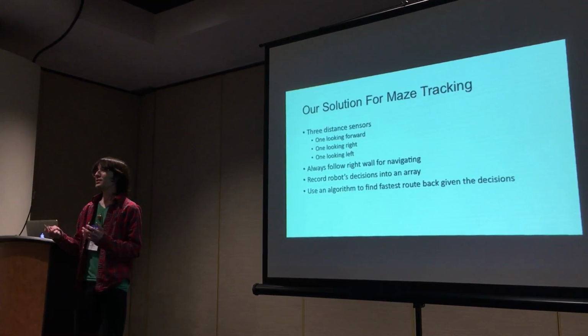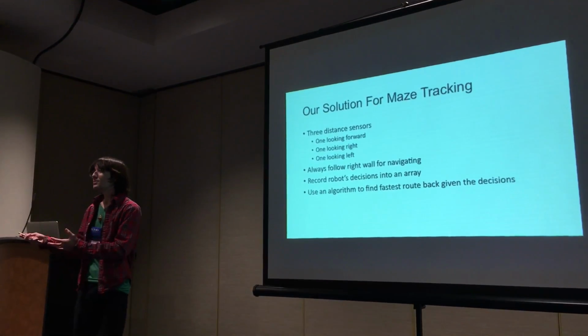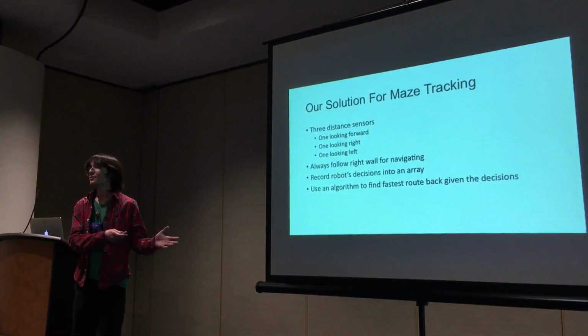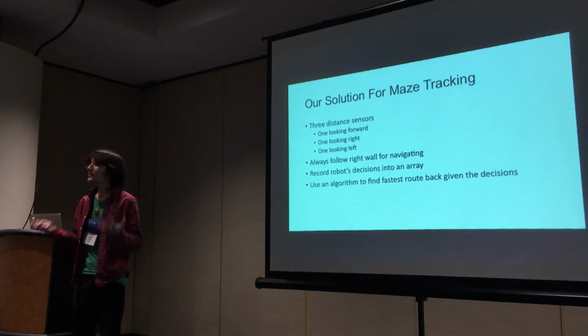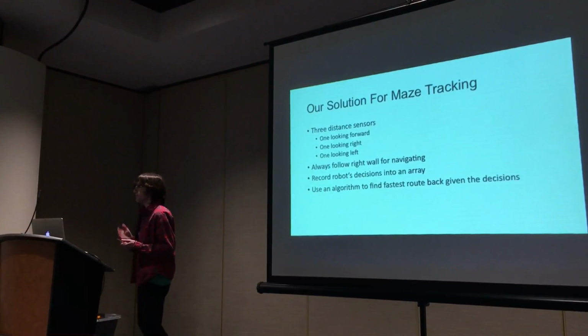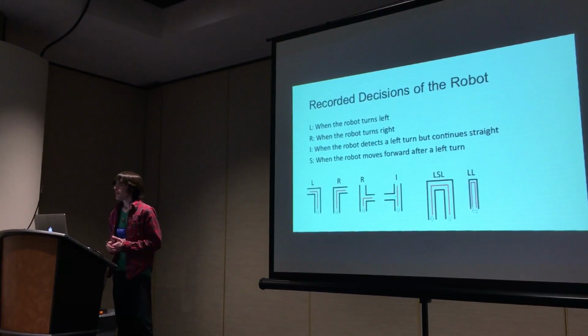For navigating to the object, we always follow the right wall. And then every decision that the robot makes is recorded into an array. Then once we get to the object, we put all of those decisions, the array, into the algorithm, and then that algorithm will give us the fastest way out of the maze. Now, unfortunately, due to PC to Mac issues, I can't show the short video of the robot.